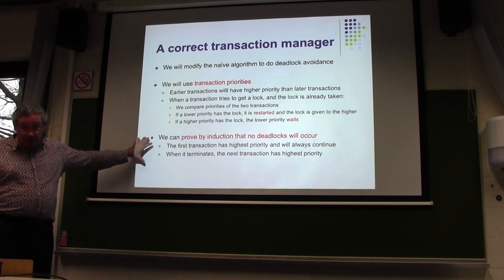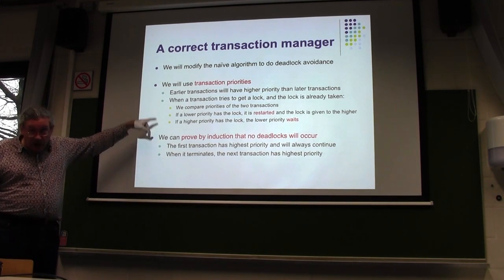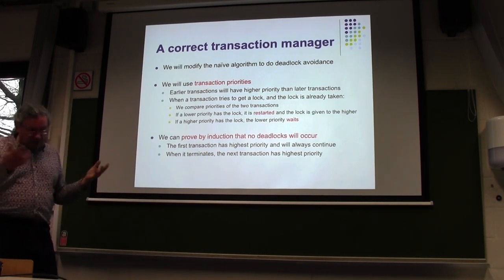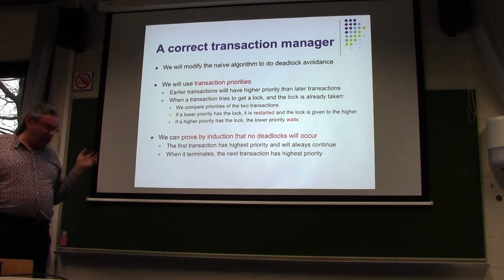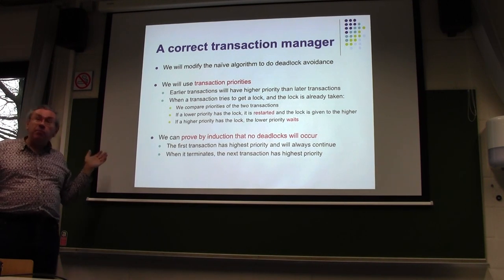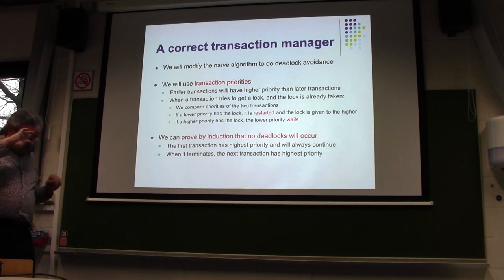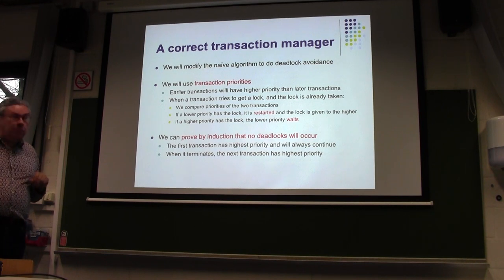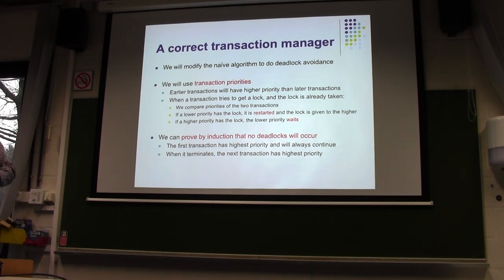Now, of course, this has a price. This will slow down the system, okay? Because maybe that low priority transaction has already done a lot of work. It's all canceled. Oof. Has to restart. That's the price to pay in this algorithm for deadlock avoidance, is that it causes a little bit of slowdown. But a little bit of slowdown is much better than stopping.